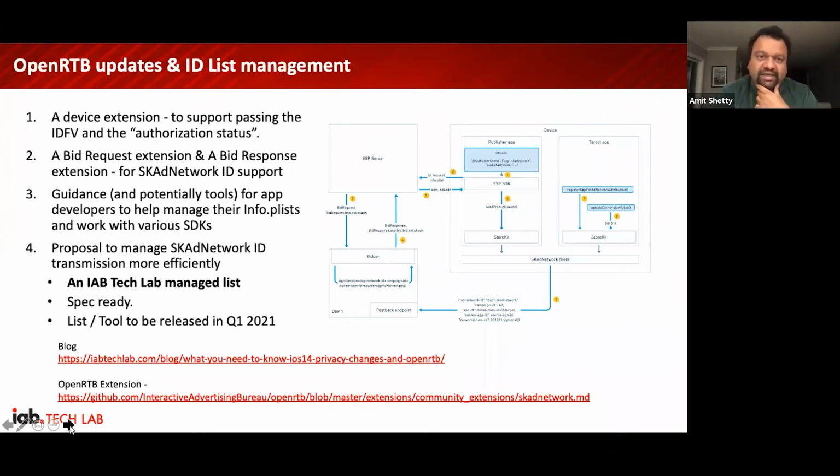Basically, the IAB Tech Lab will be managing a list of SKAdNetwork IDs for the people who need them. And you don't have to pass along the entire list as you communicate. You just pass in the set that you are interested in by the size of the list, and then have exclusions for the ones that you don't support, things like that. So all those details are in that extension on GitHub, and also the blog post is a very good resource that you can use for more information.